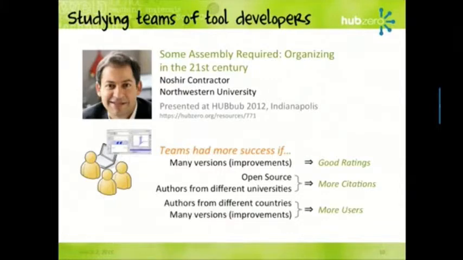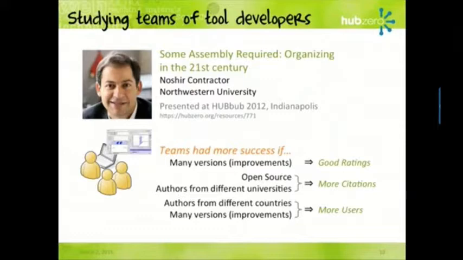And then along the axis of users, again, if you had authors from different countries, and if you had many different versions, then you would tend to get more users. So the tools with the most users had that kind of diversity. And if you put it all together, if you follow all of these strategies, you'll tend to get good ratings, more citations, and more users, which overall gives you success.